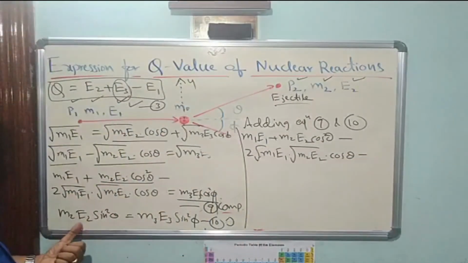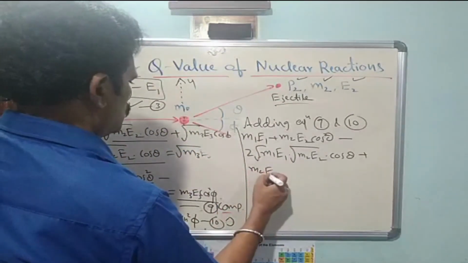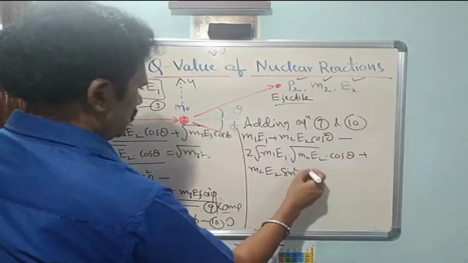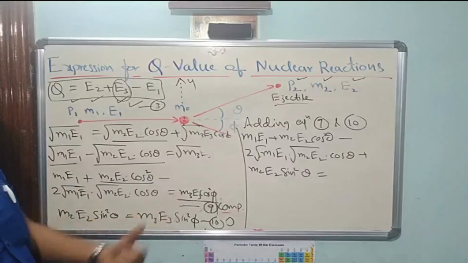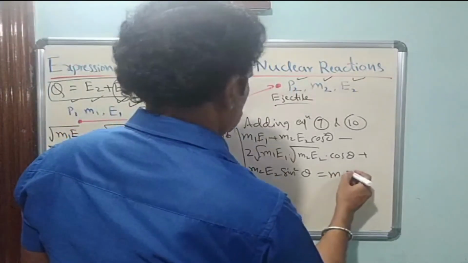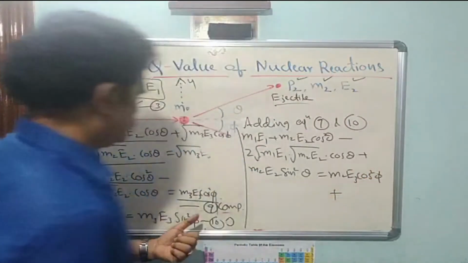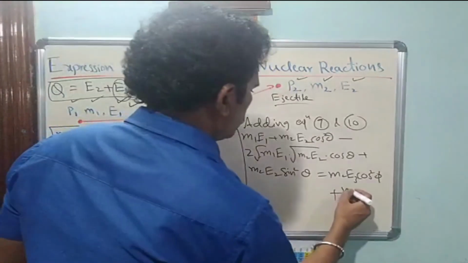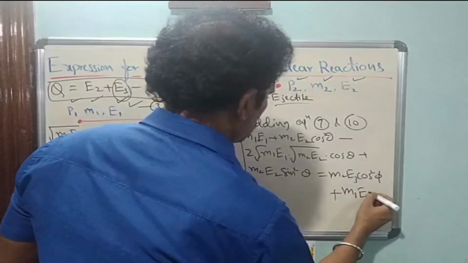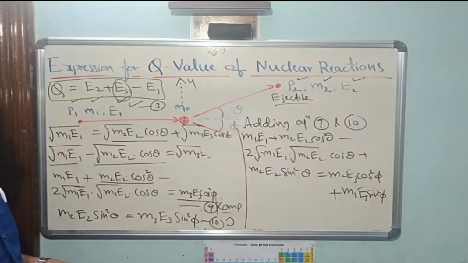Okay, if you add the left hand side of the same equation, that is plus m2 e2 sin square theta. So on the left hand side, all terms are added now. Similarly, the right hand side addition is m3 e3 cos square phi from equation 9, plus from equation 10, m3 e3 sin square phi. Clear? Okay.